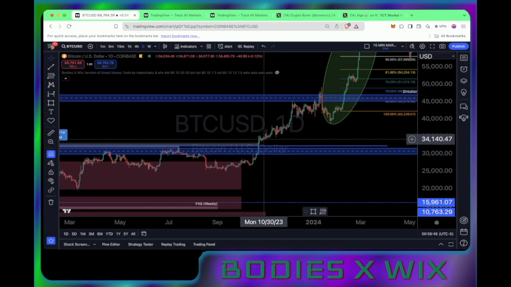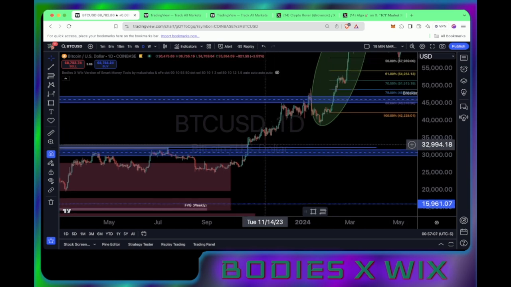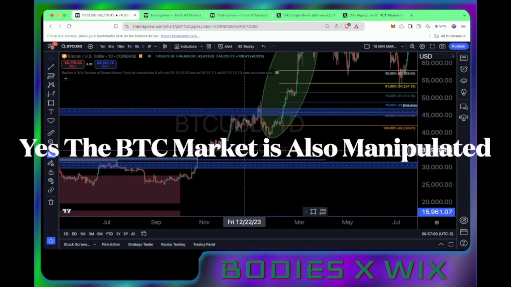It likes to run through the high, fake people out, and then pull back. And then they were probably skeptical and probably started selling after it fell back, thinking that it was not going to reach higher and then run higher again, because markets are manipulated. Even the Bitcoin market, yes, the Bitcoin market is manipulated.